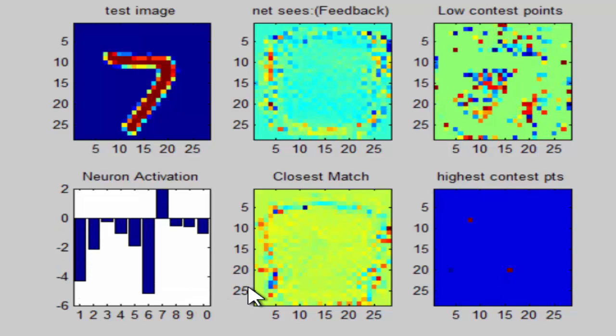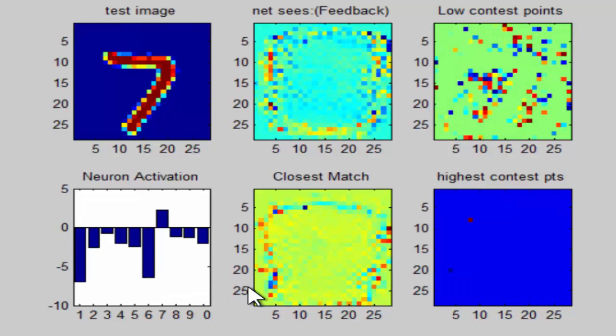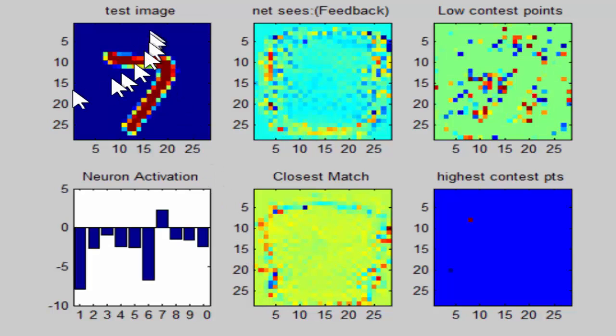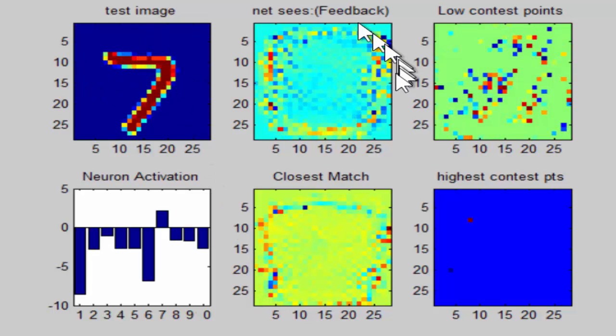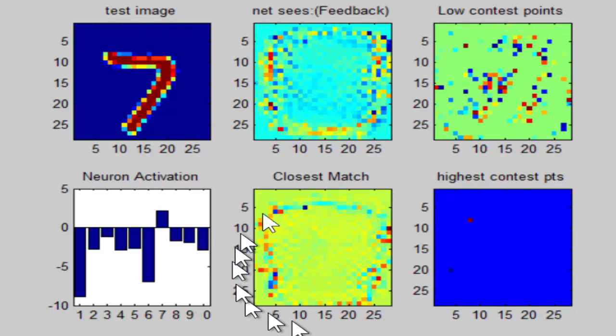Now let's run individual tests to reveal further intuition. So this is the test image. This is the internal pattern that the network sees. This is the closest of those patterns that it thinks it matches. These are some of the inputs that are pretty well matched, and these are some of the inputs that are not well matched. And these are the activations of all the nodes.